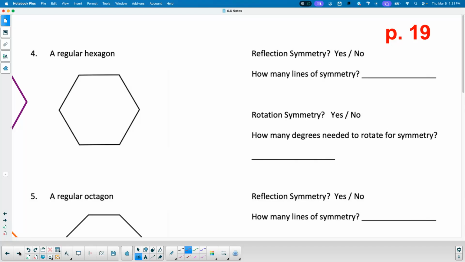Okay. All right. Reflection. So a regular hexagon. So how many sides? 1, 2, 3, 4, 5, 6. 6. Okay. So how many lines of symmetry should we have? We should have 6, right?